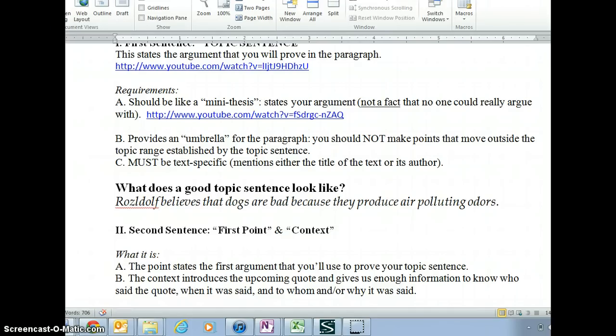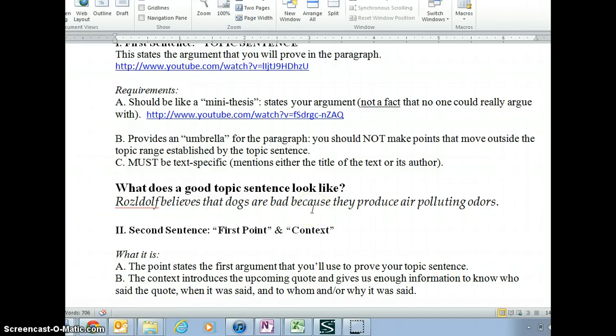So this is really clear. We know what the argument is. That the author, Roseldorf, here is arguing that dogs are bad because of this quality. So that word "because" is critical. It's giving us a cause and effect relationship.